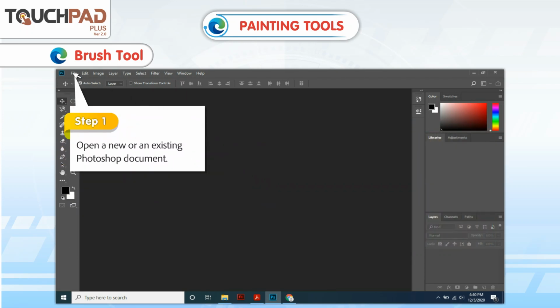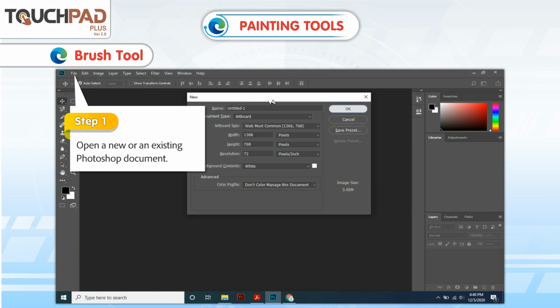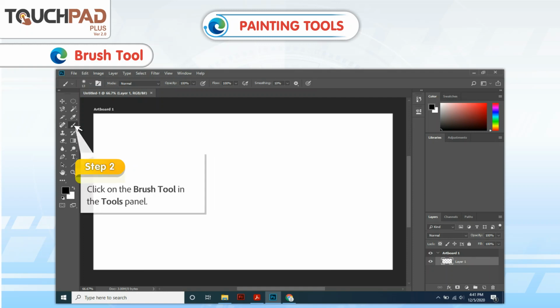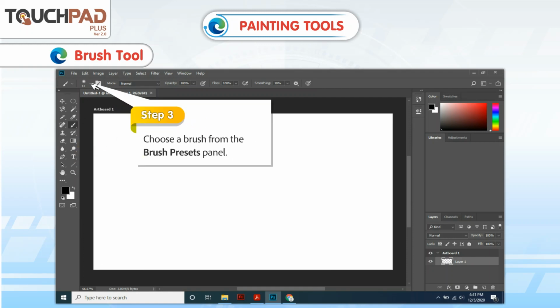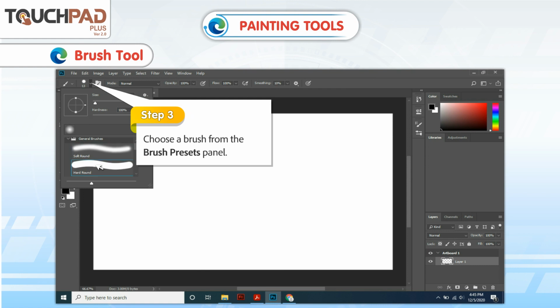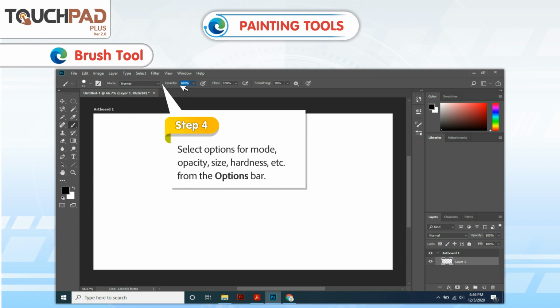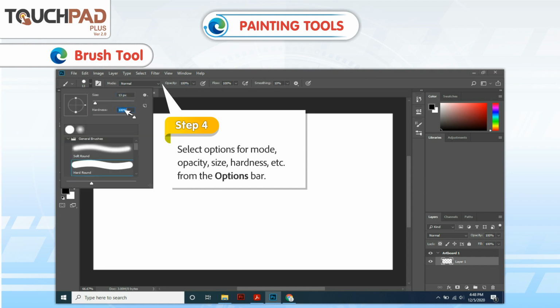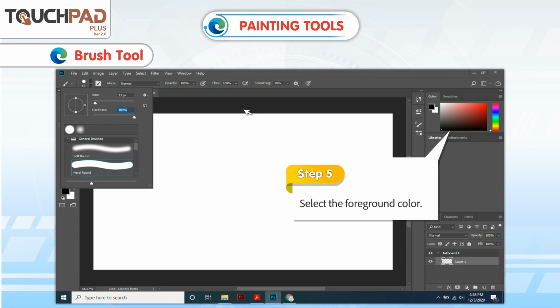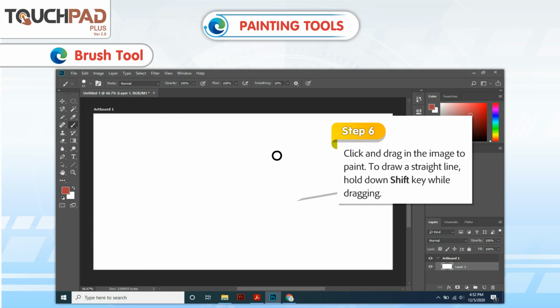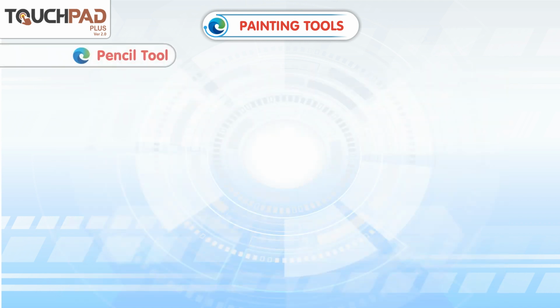Step 1. Open a new or an existing Photoshop document. Step 2. Click on the brush tool in the Tools panel. Step 3. Choose a brush from the Brush Presets panel. Step 4. Select options for mode, opacity, size, hardness, etc. from the options bar. Step 5. Select the foreground color. Step 6. Click and drag in the image to paint. To draw a straight line, hold down Shift key while dragging.